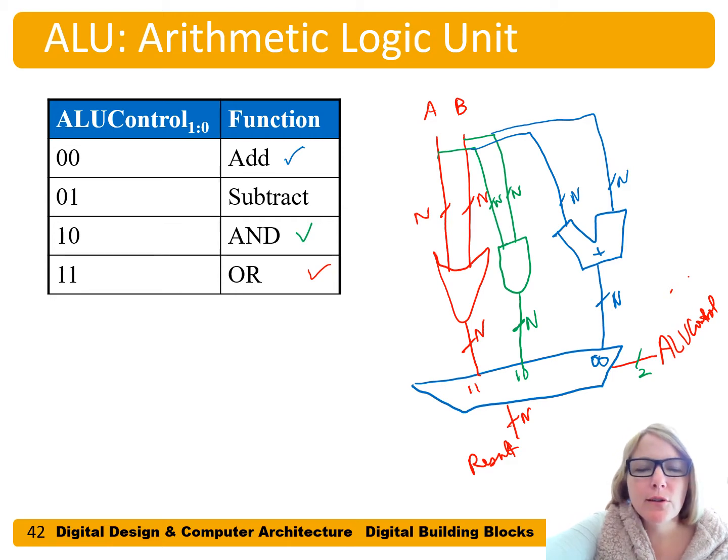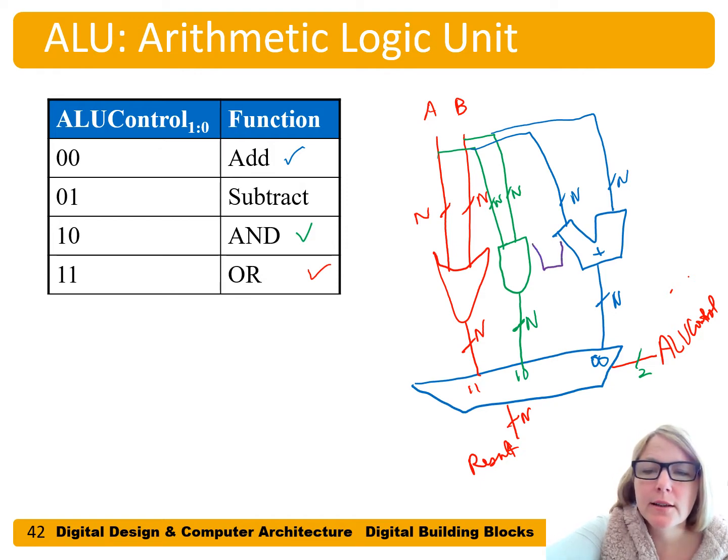But we also wanted to do subtraction. So let's think about how we can do that. Well, we could put a subtractor in there, right? We could add a subtractor here for that one. But as we know, adders are expensive. They take a lot of hardware, especially if we want to do it fast. So let's think about some other options.